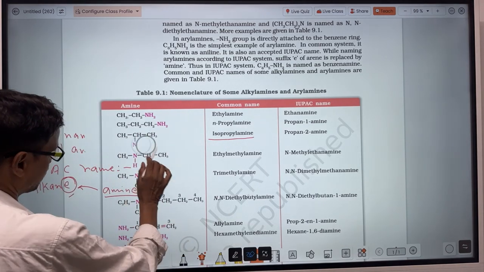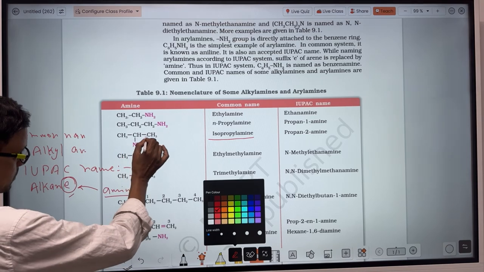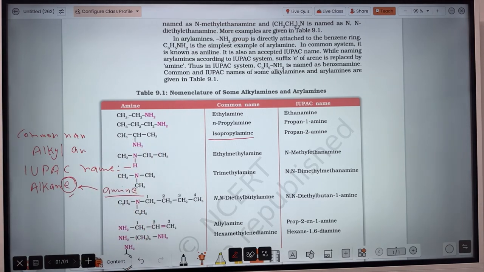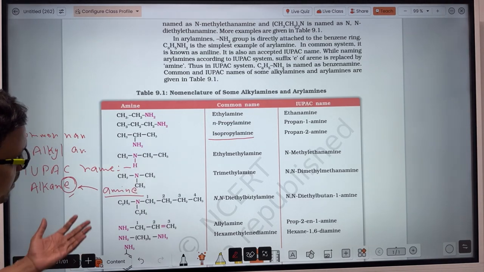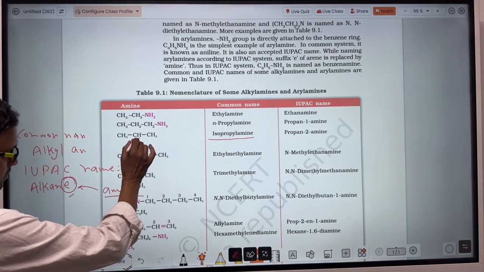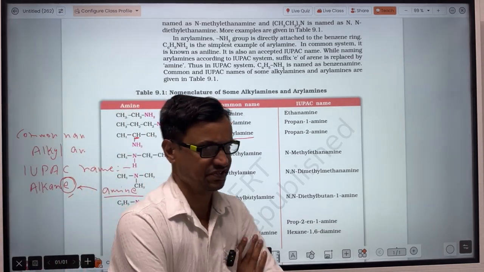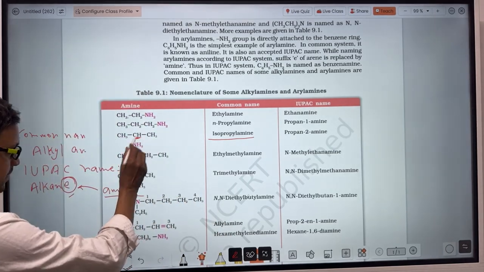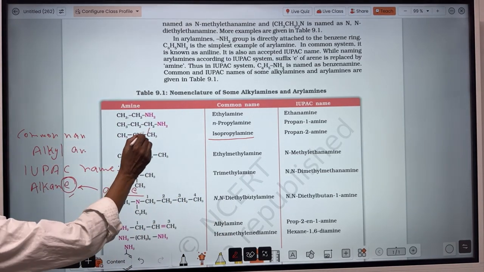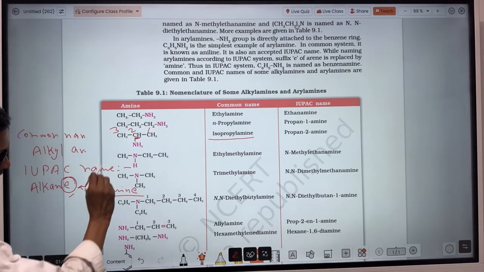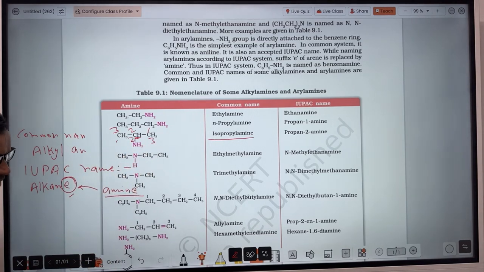And when you have to write the IUPAC name, how do you write it? This is the carbon atom which is bonded to the functional group. So this carbon atom must be included in the main chain. So you have to select the longest carbon chain which contains this carbon atom. So that is 1, 2, 3. Or if you do the numbering from left to right, then also 1, 2, 3. So from both sides, the functional group is bonded to a secondary carbon, that means the functional group is at the second carbon atom.